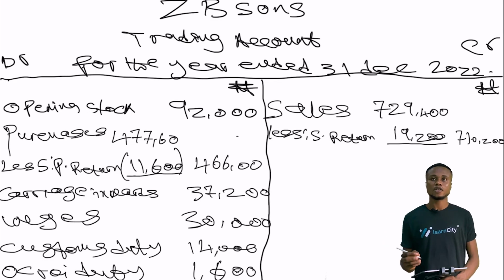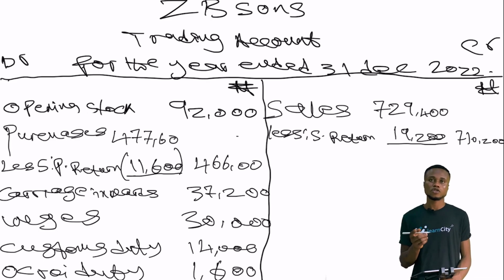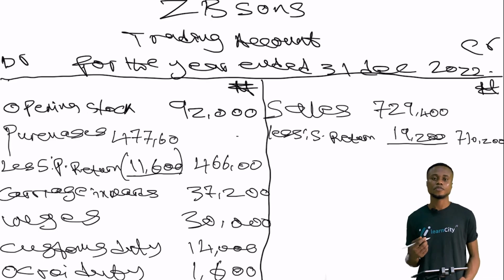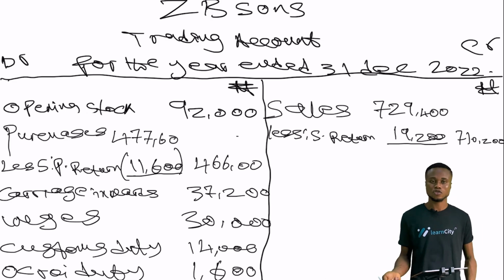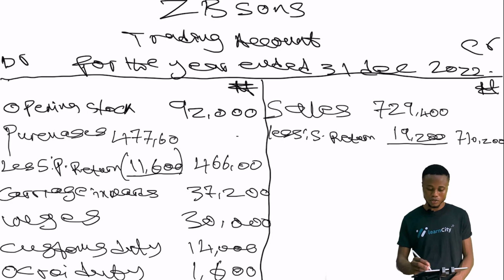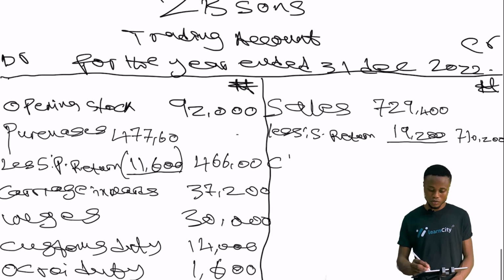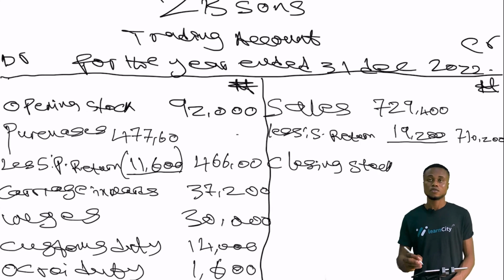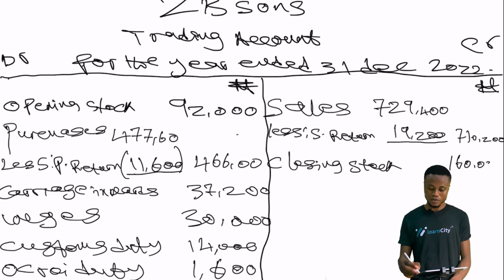After that, in the question, they give us closing stock. Every business must also have a closing stock, and in the question they will give you the closing stock. The closing stock will be on the credit side after doing every adjustment and after listing every item. So the closing stock is going to be under this 710,200. Closing stock, which is the amount of 160,000 naira.